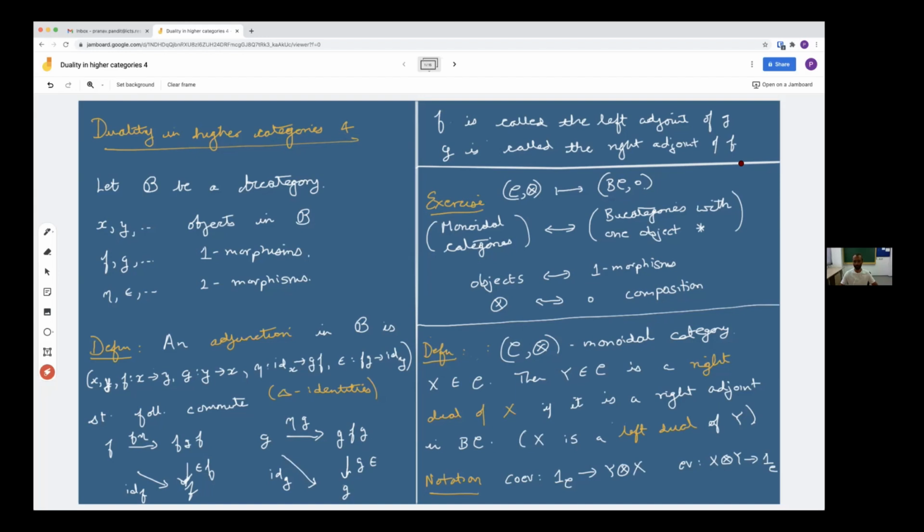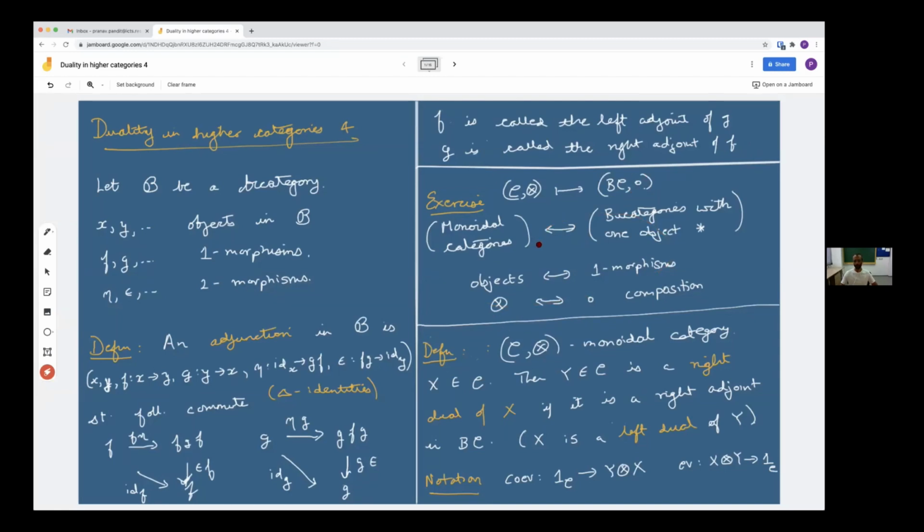Now, here are some examples that you're already familiar with. So if you start with a symmetric monoidal category C with tensor, then you can produce from this a bicategory BC which has one object star, such that the morphisms from star to star, that should be a category, that category is C. And the composition of morphisms here is given by the tensor product. So in other words, the objects of C become the one morphisms of BC, and the one morphisms of C become the two morphisms of BC, and composition in BC is given by tensor product.